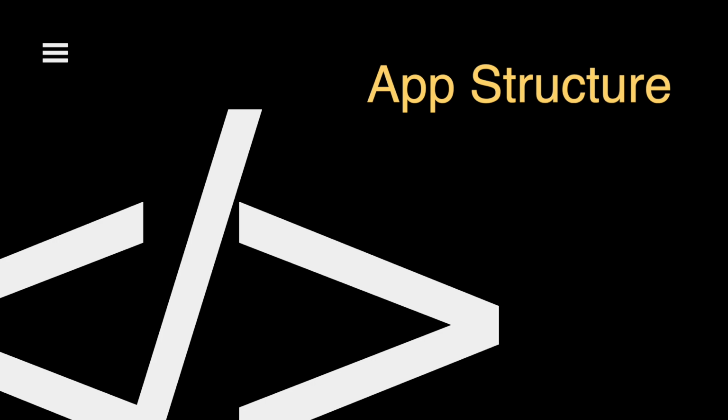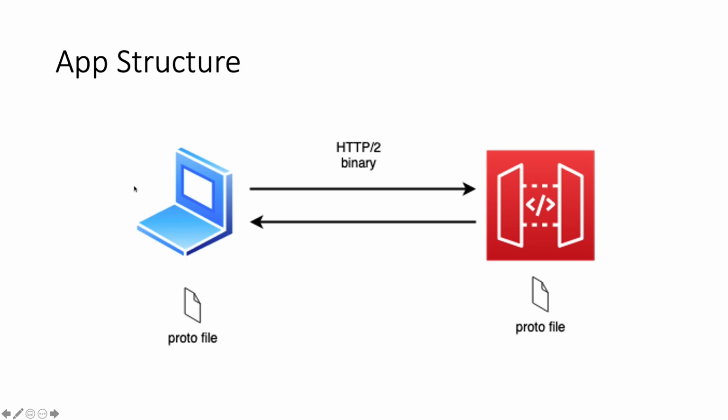So what's going to be the app structure for today? We're going to create a service as well as a client. We're going to define proto files for the client as well as for the service, and then create communication between the service and the client. We're going to first do unary calls, and then we're going to do streaming calls as well.